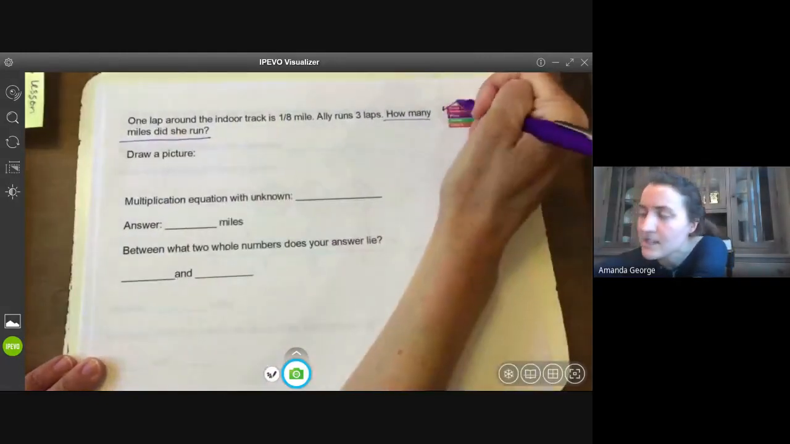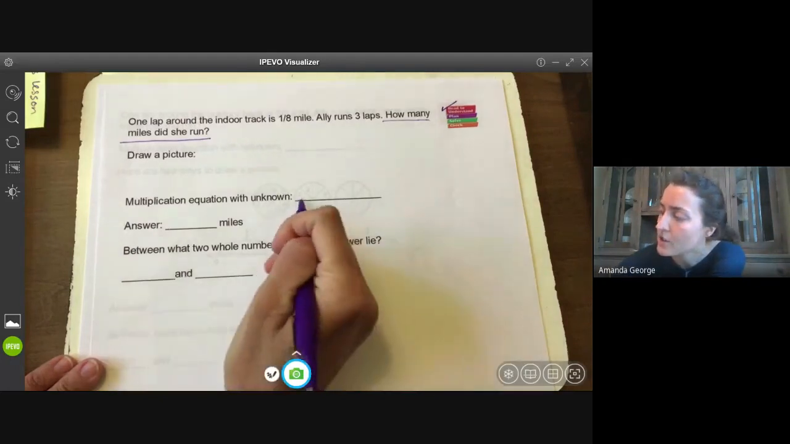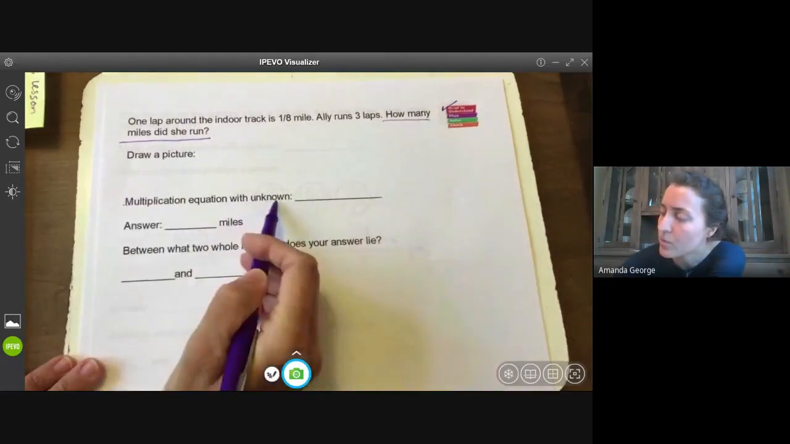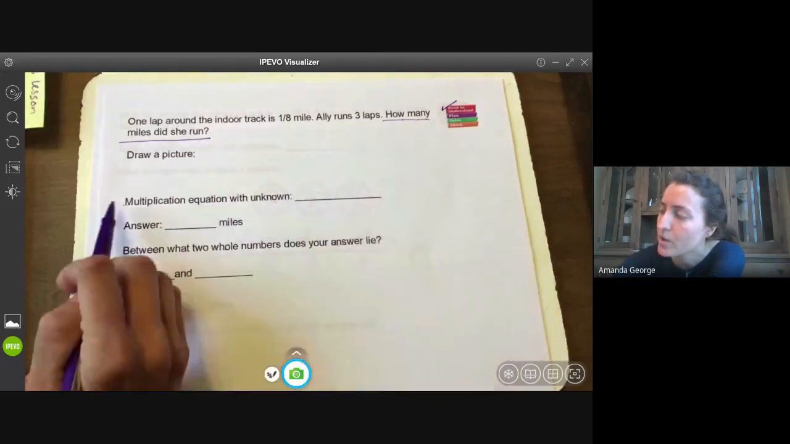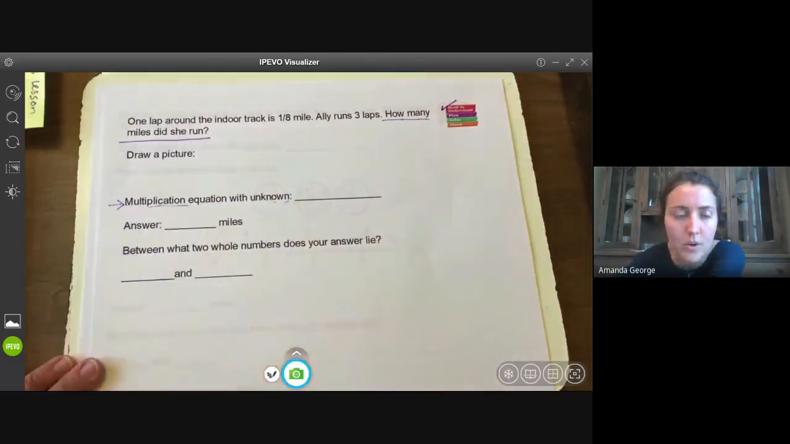So the question we have here is, say it with me, how many miles did she run? Now we've read to understand. It's going to be really important that you pay attention. Thanks, Delina. We'll come back to that at the end. Great point. It's going to be really important that you pay attention to what the problem's asking you today. So I like to actually do the multiplication equation with unknown first. Who could tell us what the multiplication equation with unknown would be for this one?